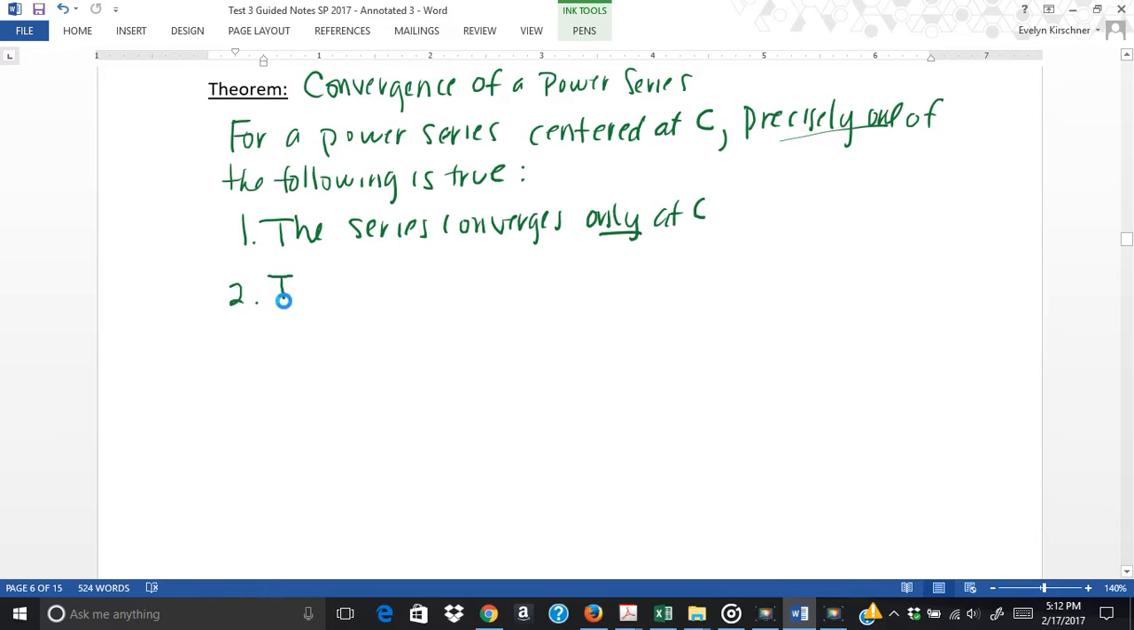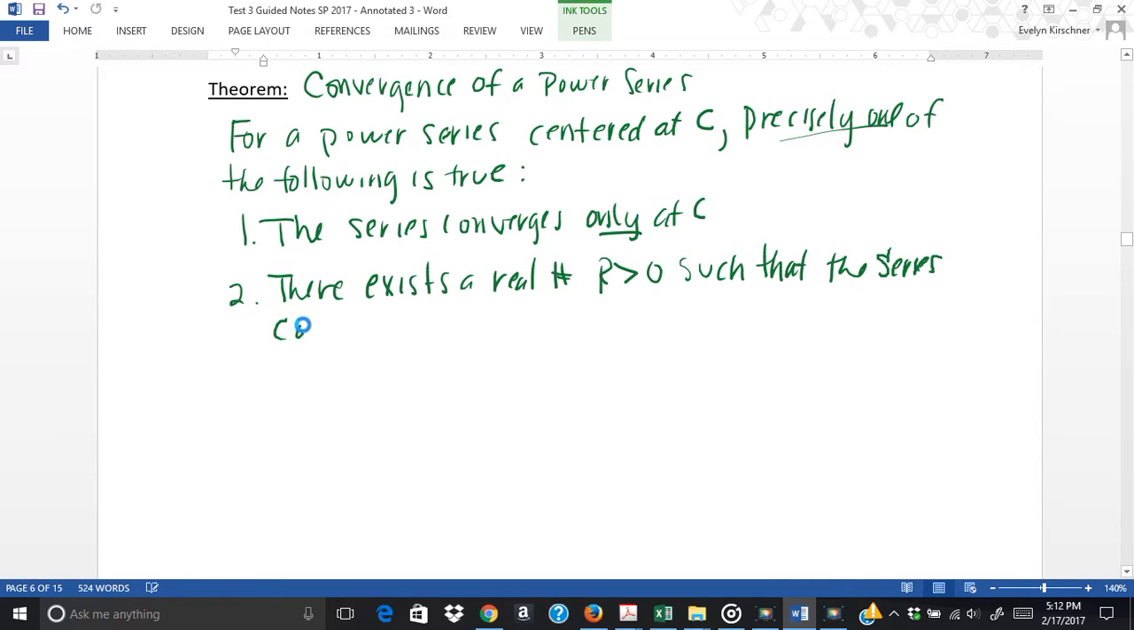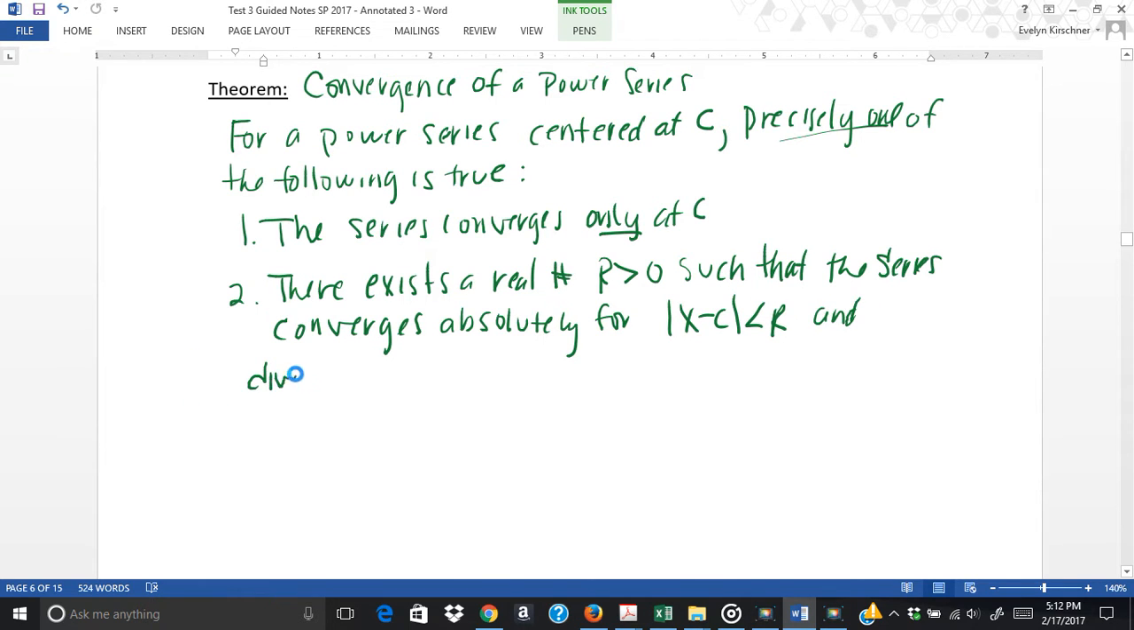Two, there exists a real number R, which is greater than 0, such that the series converges absolutely for |x minus c| less than R, and then diverges for |x minus c| greater than R. And the third possibility, so here's a conditional, this is like a conditional convergence, and the third one, it converges absolutely for all x.